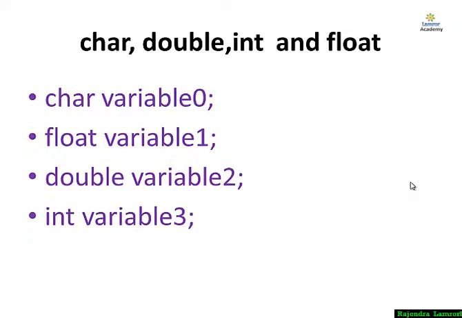So here see char, double, int, and float. These four keywords are used to define the variable types: is it a character type, a floating type, a double type, or an integer type. If you want to see all the keyword size information, see my previous tutorials.